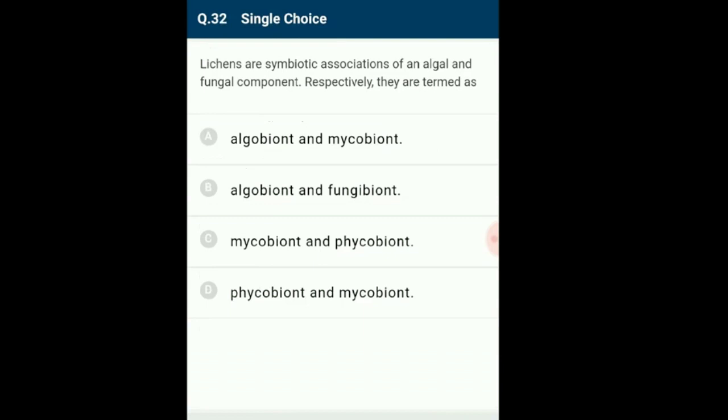Question number 32. Lichens are symbiotic associations of an algal and a fungal component respectively. They are termed as. Lichens are symbiotic associations, that is, mutually useful associations between algae and fungi. The algal component is known as phycobiont and the fungal component is known as mycobiont, which are autotrophic and heterotrophic respectively. Algae prepare food for fungi, and fungi provide shelter and absorb mineral nutrients and water for the partner. So the answer is option D, phycobiont and mycobiont.